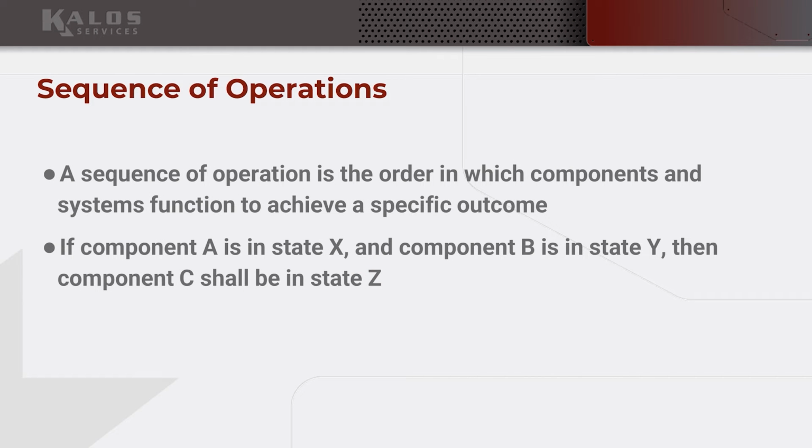So a sequence of operations, I think we've discussed this in maybe some of the past modules, but that basically is the order in which things happen. You have component A in state X, and component B in state Y, then component C shall be in state Z. And when things start not working correctly, it's because something in this sequence is not happening correctly, which is causing something else in a system to not function properly. And this is where service calls will start to be generated.